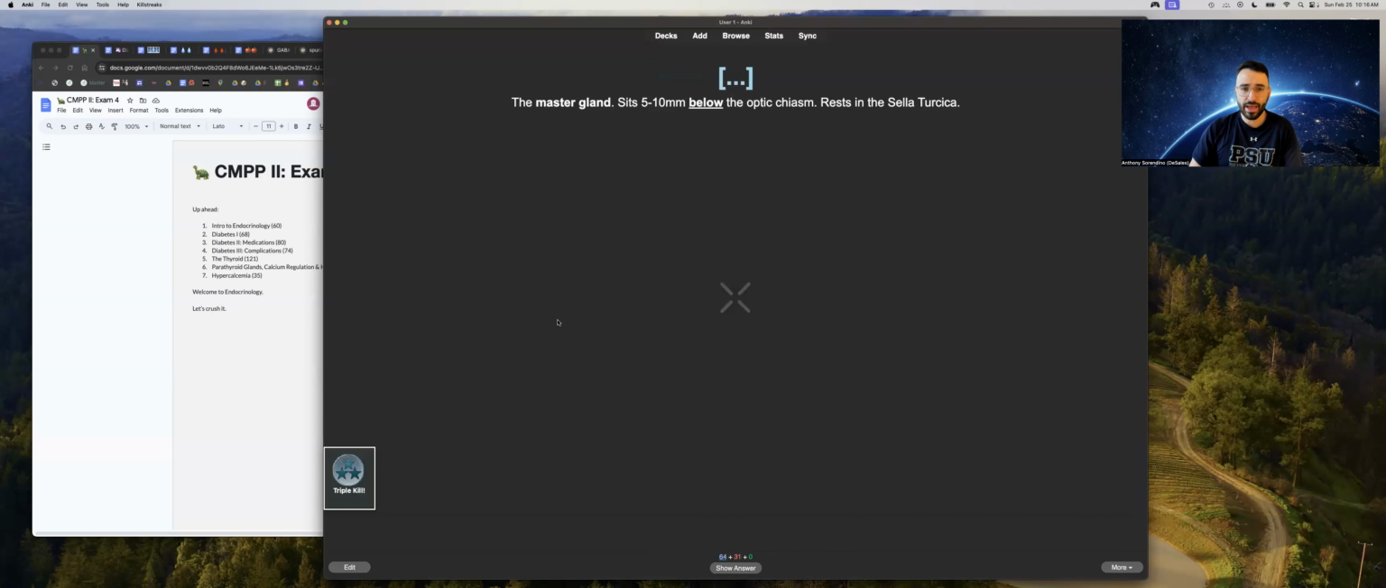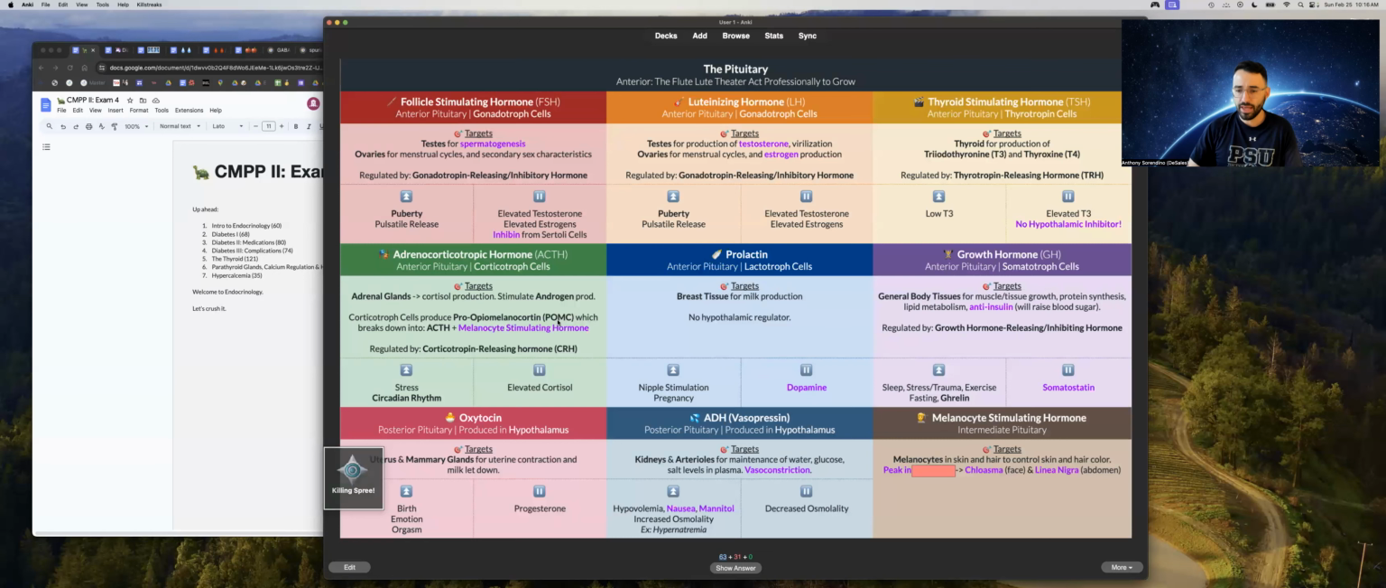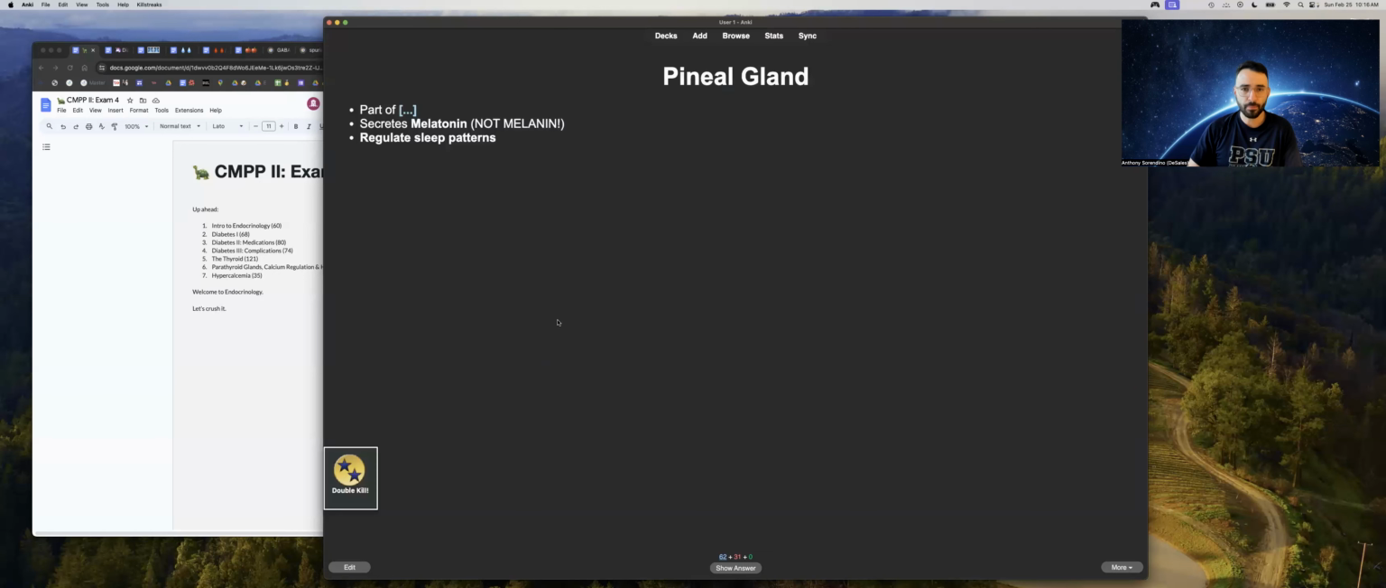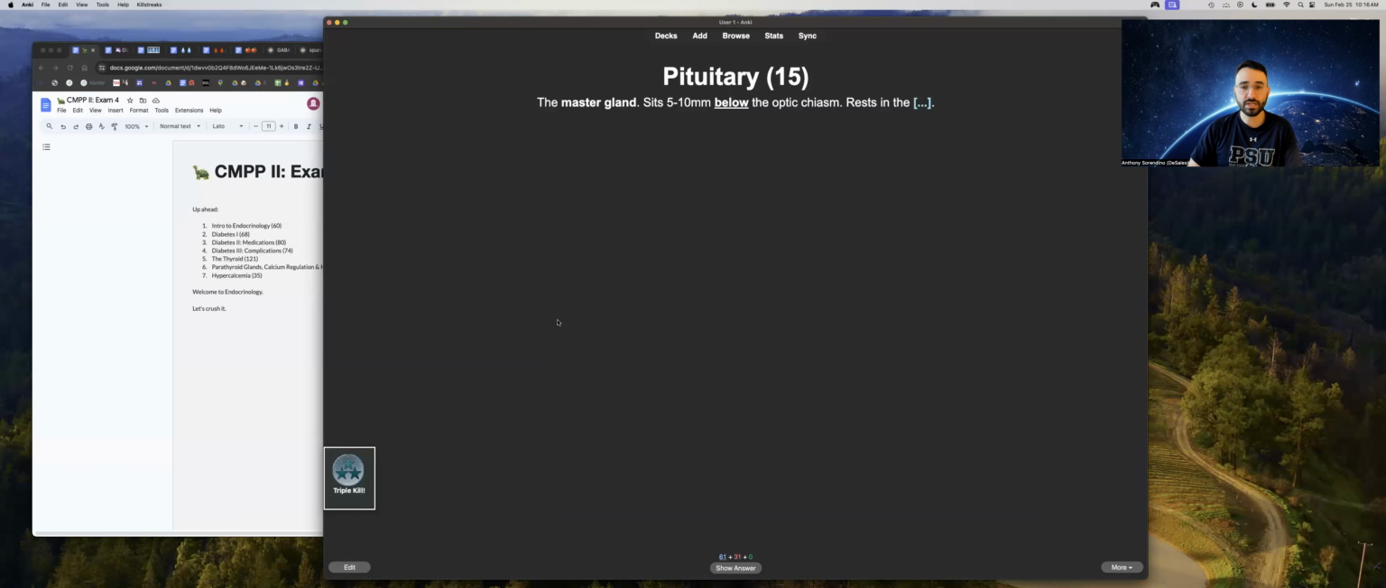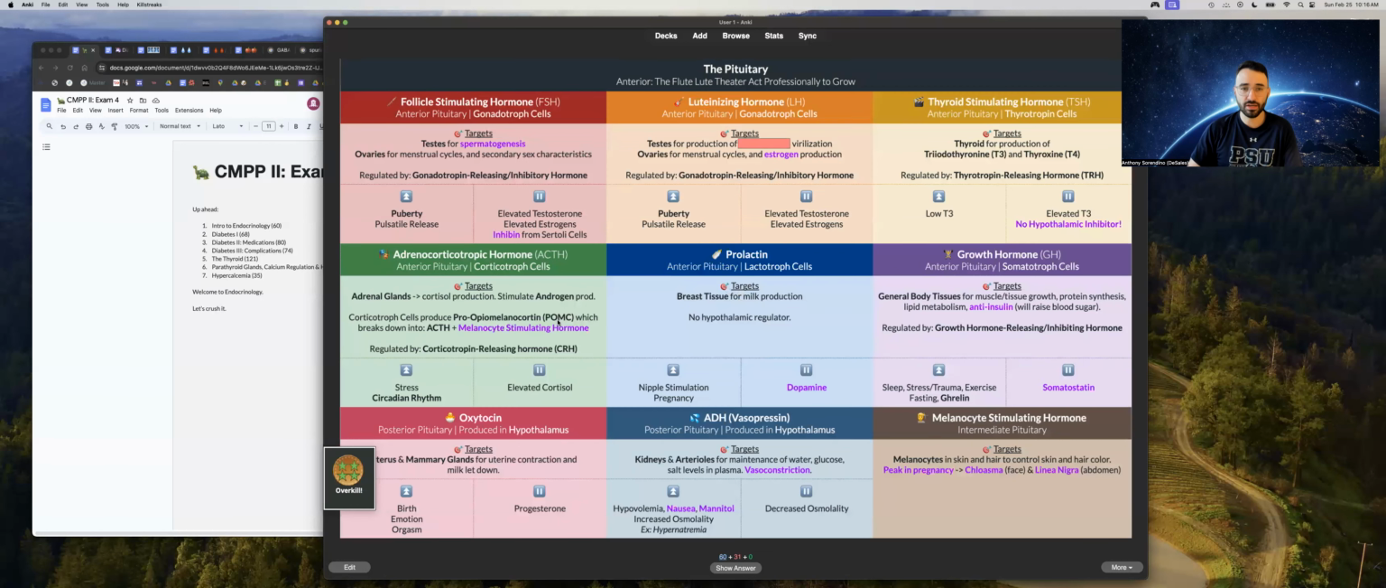Prolactin. The master gland sits 5 to 10 below the optic chiasm, rests in the sella turcica. This is the pituitary, so it's HOP, right? It's hypothalamus, optic chiasm, pituitary. So pituitary is definitely the master gland. Melanocytes peak in pregnancy. Pineal gland, part of the epithalamus. Pituitary rests in the sella turcica, testes for production of testosterone.